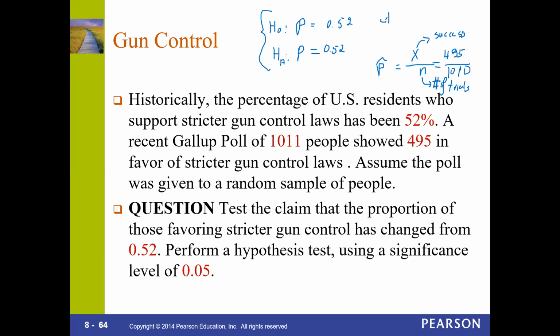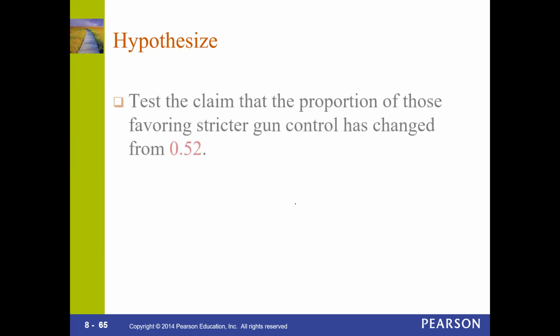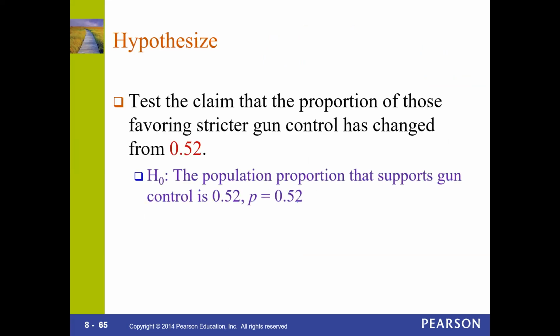Okay, let's see. So assuming that you have been working on that, let's see what we can see now. Let's do it. First of all, this is your claim, that the proportion has changed. This is the claim. We don't know whether it has changed. So we have the hypotheses as these two right here. Okay. So H0 is equal to 0.52. The other is not equal to 0.52.